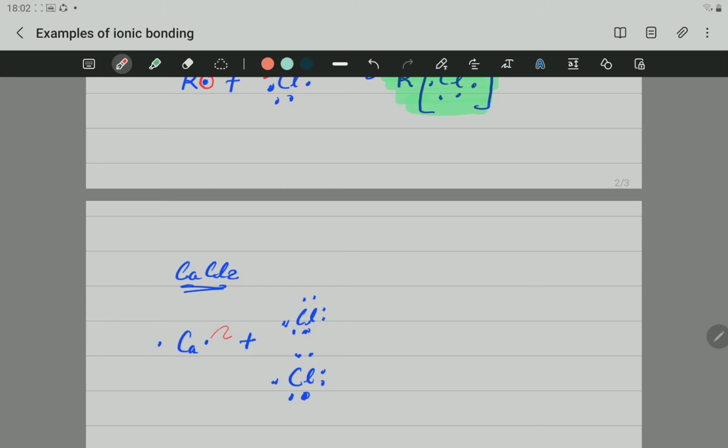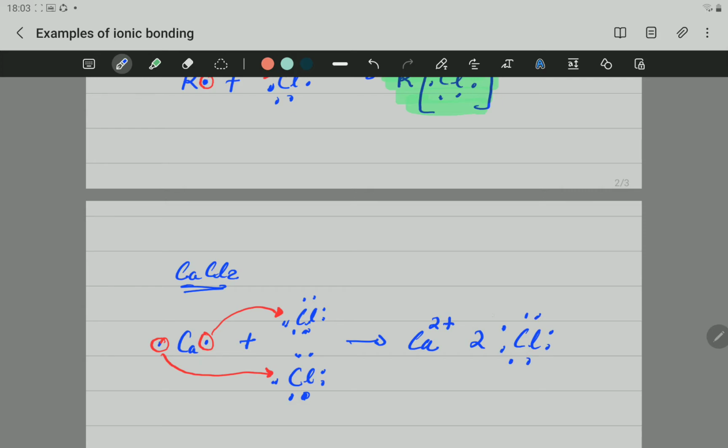So what is going to happen here? The electron of calcium will be transferred to one of the Cls that needs it to become full like a noble gas, and the other electron will be transferred to the other Cl. So what are you going to have at the product? You will have Ca that has lost 2 electrons, therefore it is 2 positive because 2 electrons are gone. And you have 2 Cls that each have 8 valence electrons.